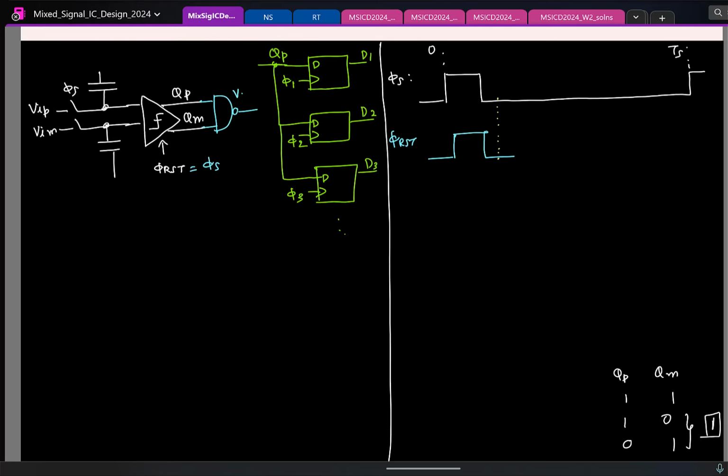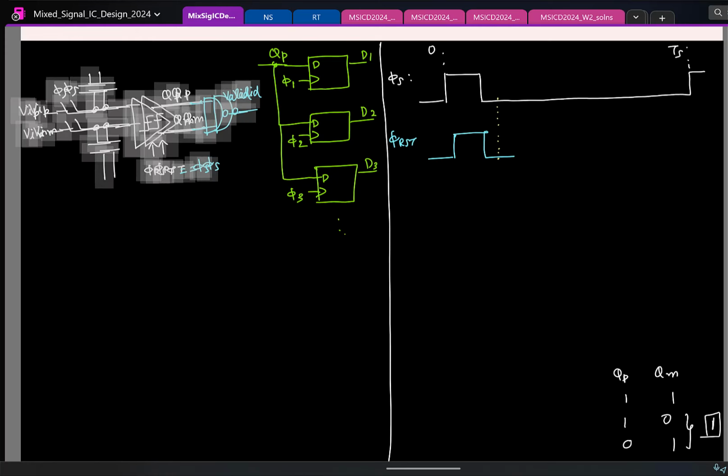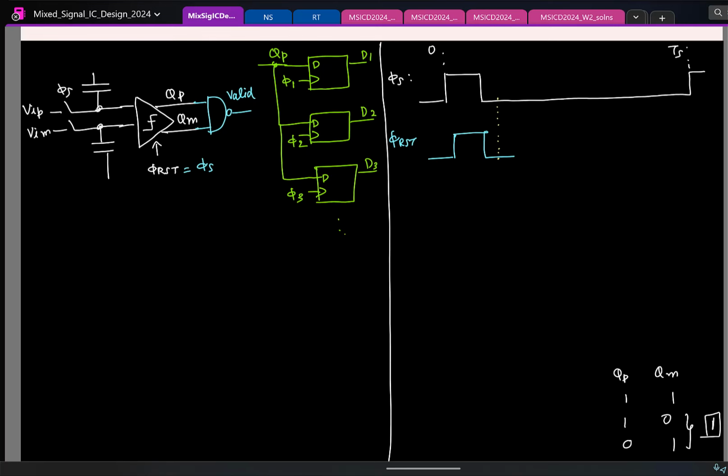So we put this NAND gate and then we'll call the output a valid signal. So every time the comparator finishes making a comparison, this valid signal will go high. Fine. So here, let me also draw the valid signal. So at this point, comparator has finished its decision. So after a small delay of the NAND gate, the valid signal will go high. Cool.